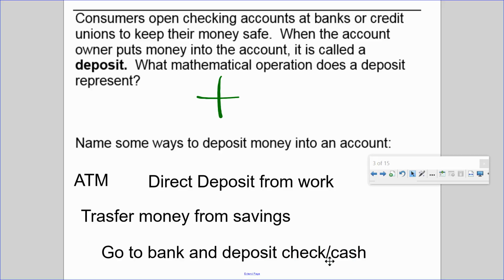And another way is actually going to the bank and depositing a check or cash. Some of your parents may wait in a long line, fill out a deposit form, and stand next to the teller and say, I'm going to deposit a check.